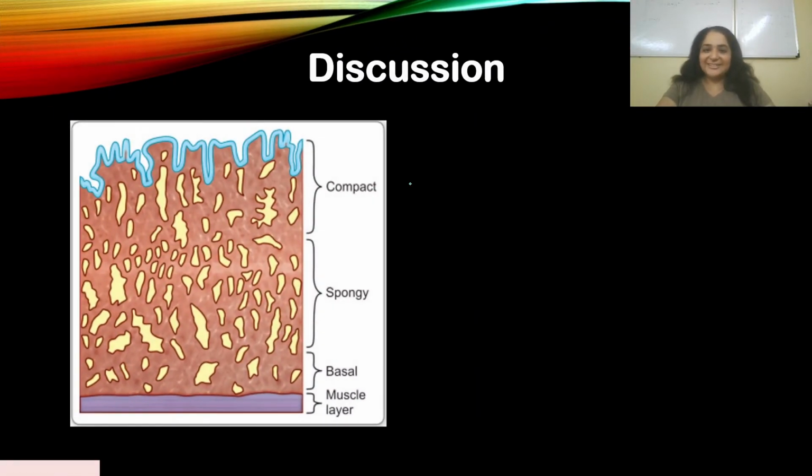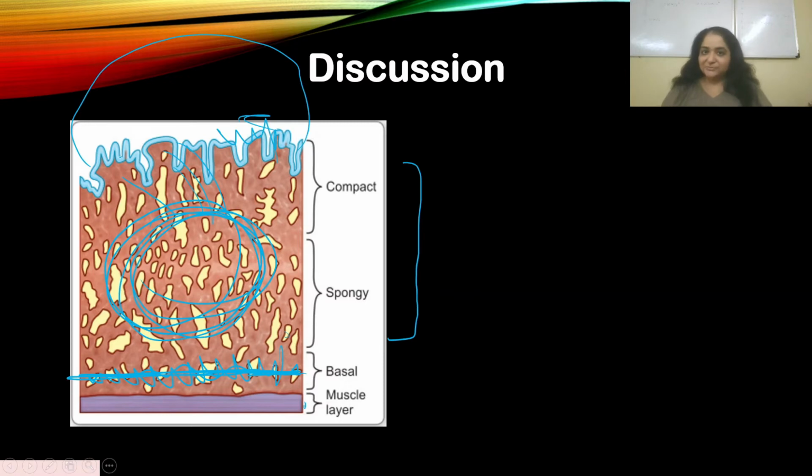So here, I've already discussed this when I discussed placenta formation. This is the endometrial cavity actually. So you have a compact, a spongy layer here, and this is the basal layer. This is then the muscle layer, the myometrium. So the basal layer eventually forms the decidua basalis, and this is where the implantation happens. The chorionic villi develop over here, and this then further expands as the embryo develops further to become a human fetus.